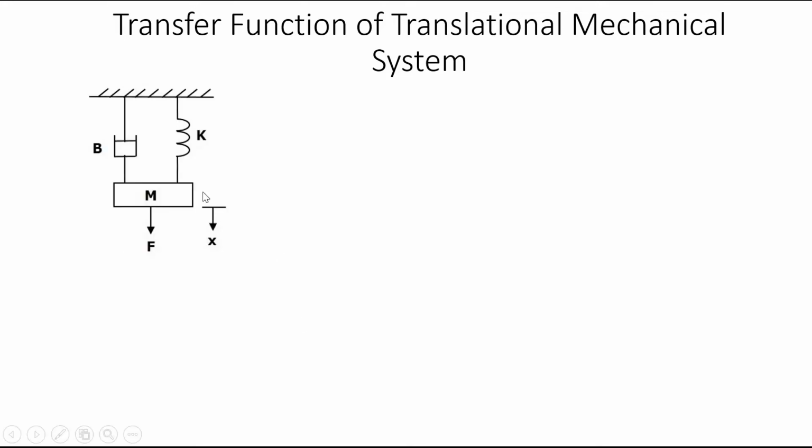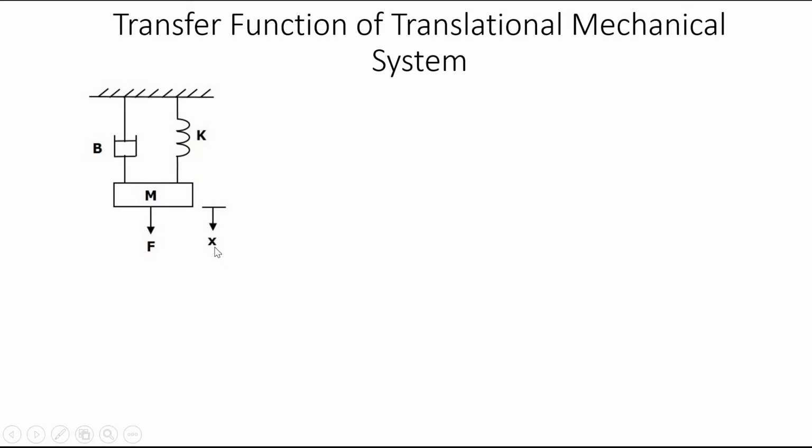Next we can discuss how we can find the transfer function of a translational mechanical system. Consider this system. It has a mass m, and it is experiencing a frictional force and a spring force. The dashpot is B, and the spring has a spring constant K. The mass is m, the applied force is F and the displacement is x. Here F is the input, we are applying the force, and x is the output, the displacement due to this input.